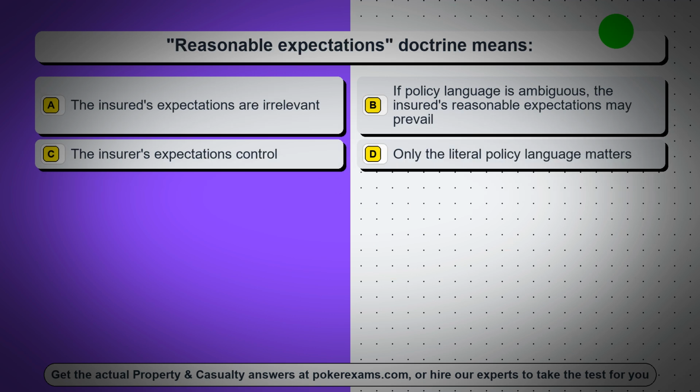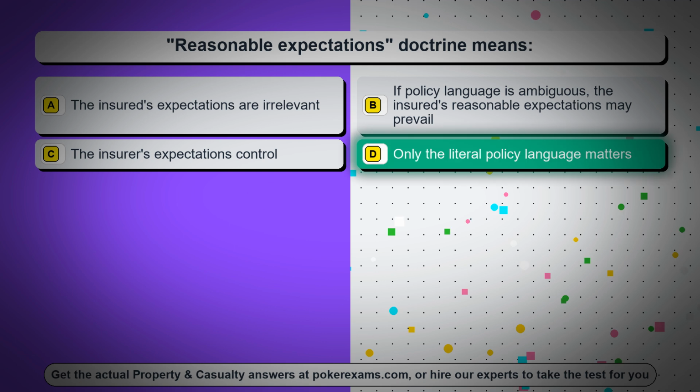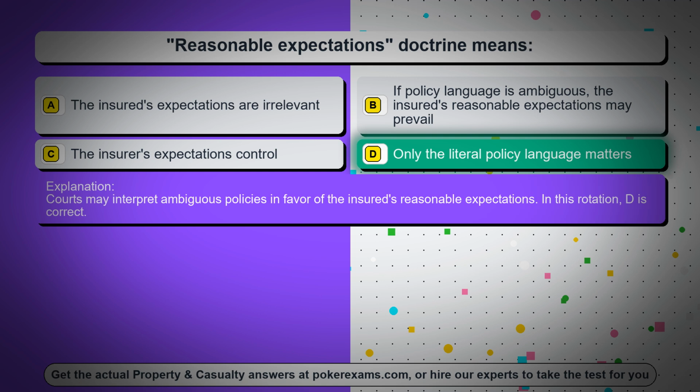Question 32. Reasonable expectations doctrine means, option A. The insured's expectations are irrelevant. Option B. If policy language is ambiguous, the insured's reasonable expectations may prevail. Option C. The insurer's expectations control. Option D. Only the literal policy language matters. The correct answer is option D. Courts may interpret ambiguous policies in favor of the insured's reasonable expectations. In this rotation, D is correct.